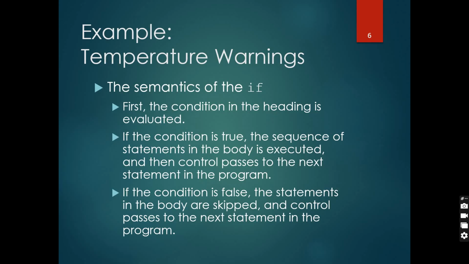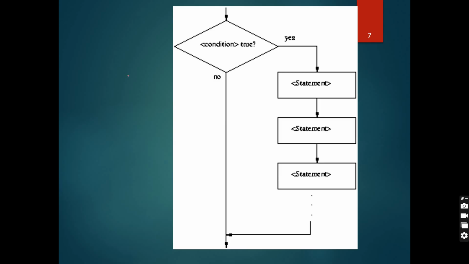First, the condition in the heading is evaluated. If the condition is true, the sequence of statements in the body is executed and the control passes to the next statement in the program. If the condition is false, the statements in the body are skipped, and the control passes to the next statement in the program. So here, the condition is true. Yes, the condition is true. The statements are going to be executed one after the other. If this condition is false, then some other statement will be executed. This is the flowchart for this.